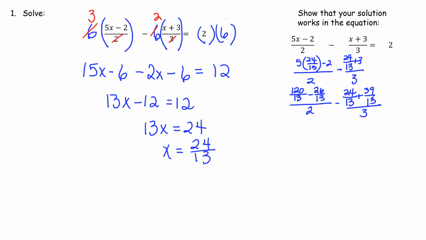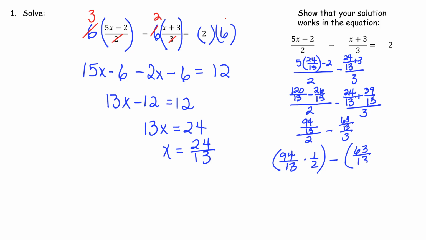Now I'm going to subtract the fractions in the numerator of my first fraction. So 120 minus 26 is 94 over 13, and that's all over 2. And then my second fraction, 24 plus 39, is going to be 63 over 13, and that's all over 3. Now I'm going to change the first fraction: 94 thirteenths divided by 2 is going to be 94 thirteenths times 1/2. So I'm going to rewrite that. And then my second fraction, 63 thirteenths over 3, is the same thing as 63 thirteenths times 1/3.